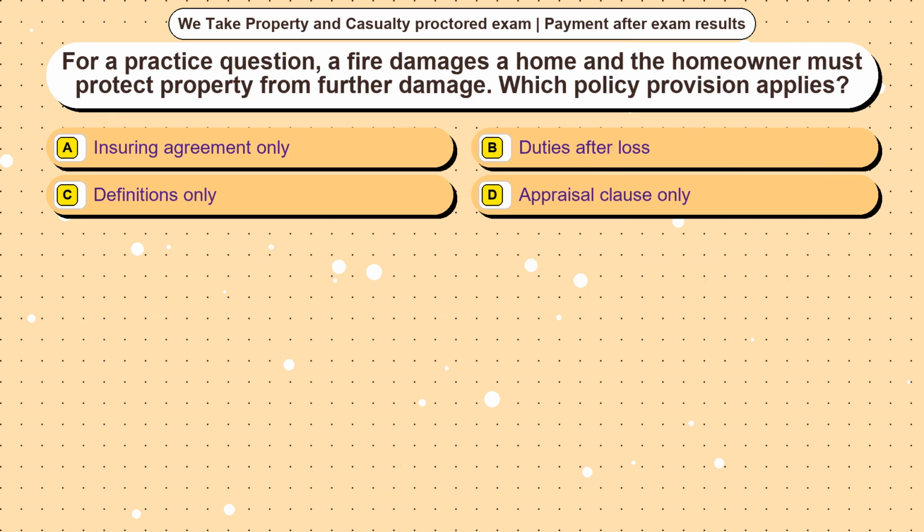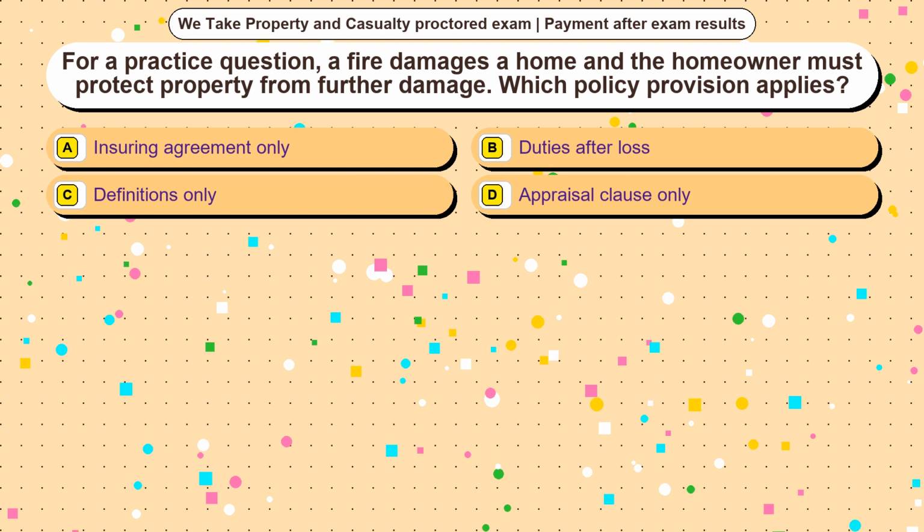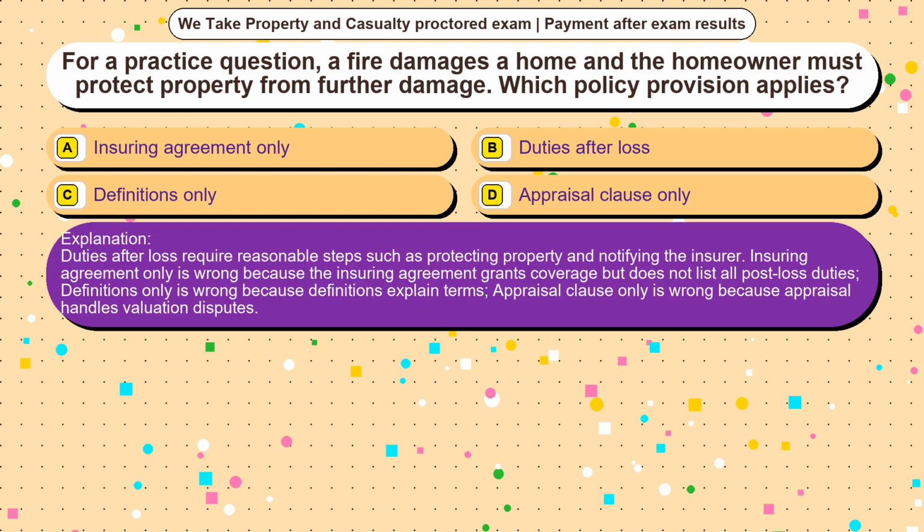Question 13. For a practice question, a fire damages a home and the homeowner must protect property from further damage. Which policy provision applies? Option A, insuring agreement only. Option B, duties after loss. Option C, definitions only. Option D, appraisal clause only. The correct answer is option. Duties after loss require reasonable steps such as protecting property and notifying the insurer.